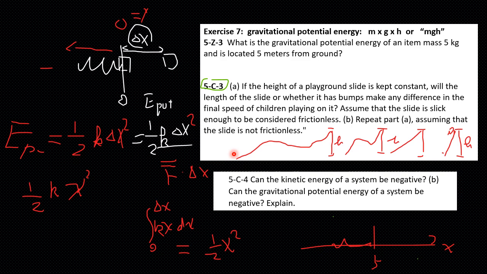It's exactly the same question as the first question here. As long as it's 5 meters, for example, the final speed will be the same. That's what is interesting. But unfortunately, in the real world, repeat part A, assuming that the slide is not frictionless, which means there is friction.